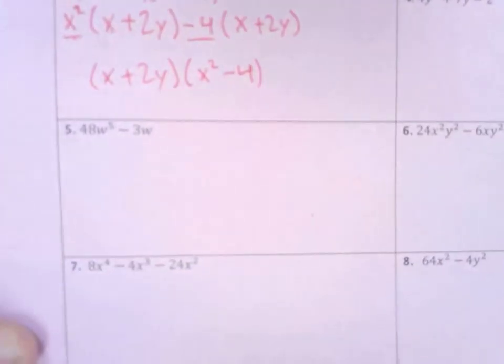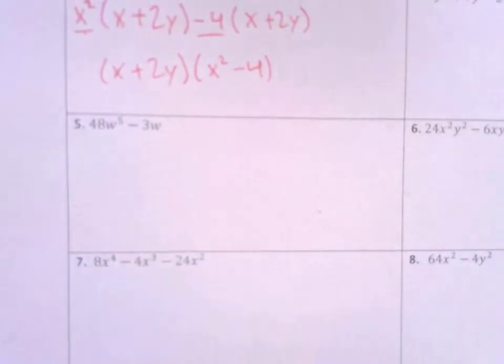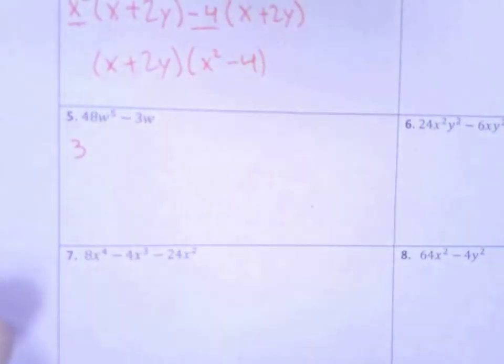Now let's look at number 5. We're not doing number 4. Number 5 says 48w to the 5th minus 3w. First things first, is there a GCF? There is. He says 3. 3 is a part of the GCF. What else do these 2 terms have in common? W. Good. So we take both of those out.